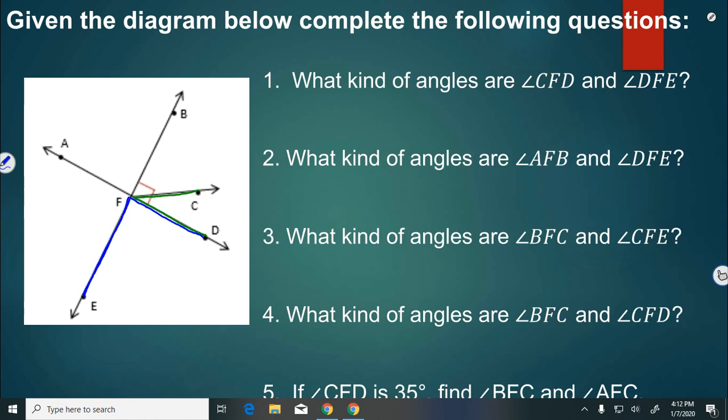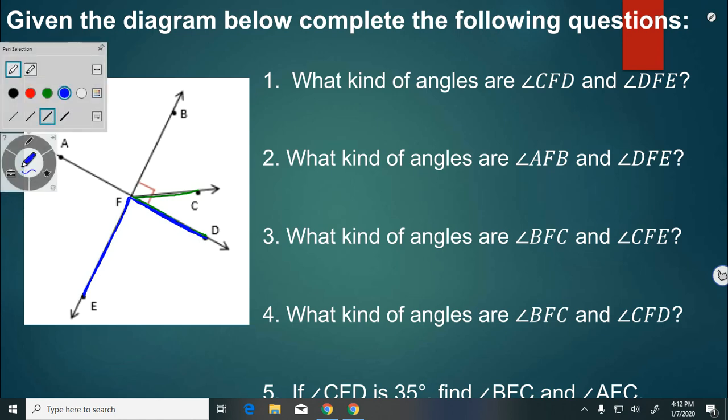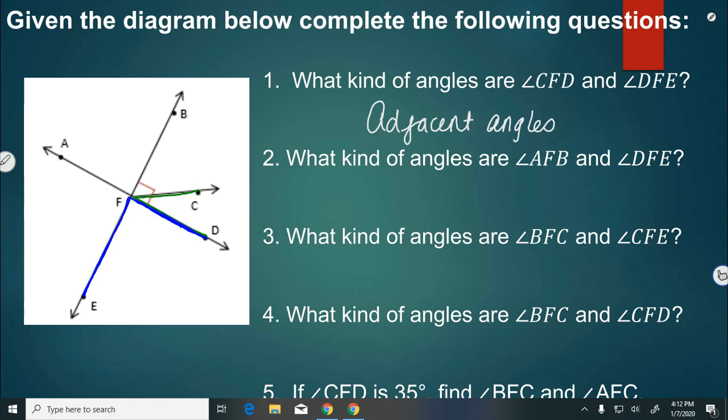So if we're looking at those two angles, the only thing that I can tell is that they share that green-blue line. Remember, sharing a line means that they are adjacent angles. Those two angles together do not add up to 90 or 180. So adjacent is the only word I can use to describe them.